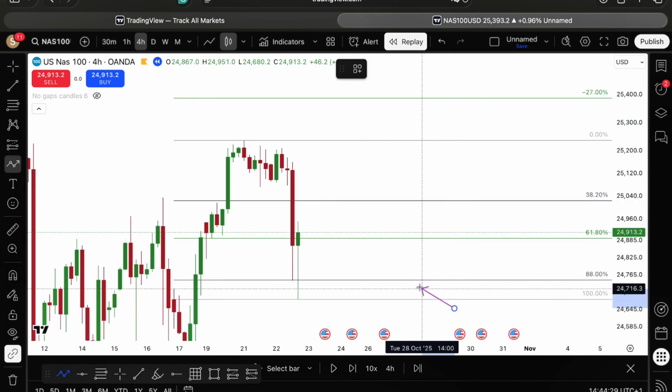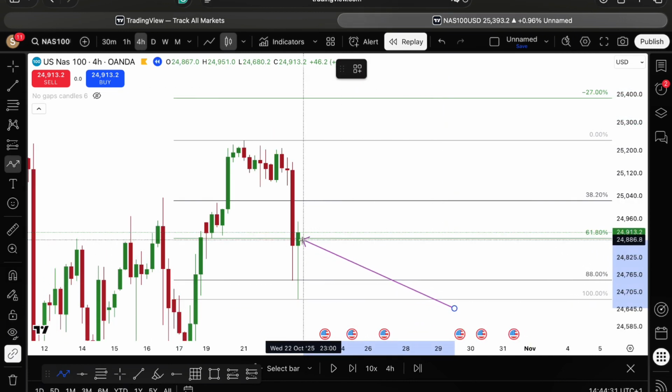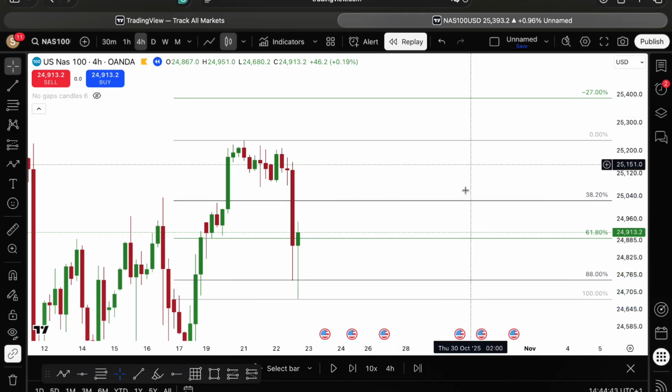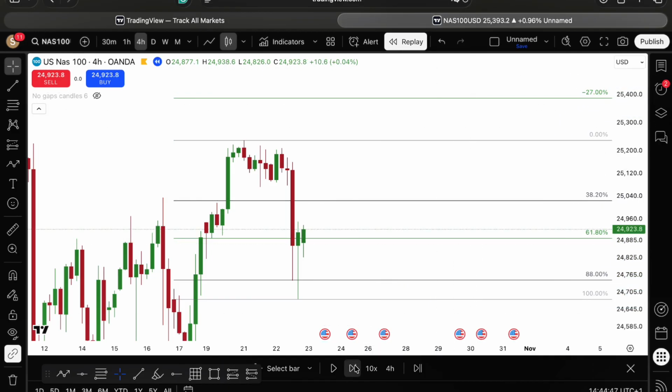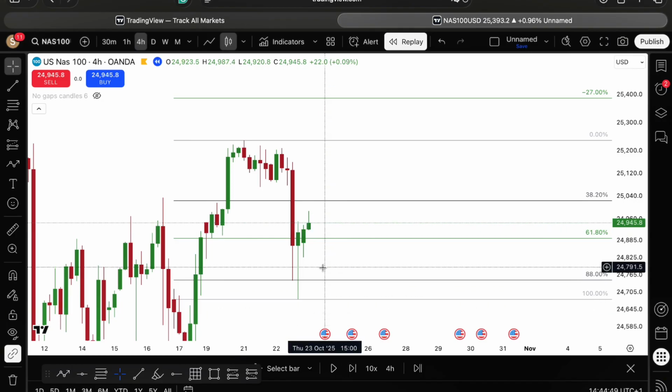On the 4 hour, we're going to wait for a break of this 61 level. As you can see, price has already broken the 61 level, but it is outside of my trading window. Right now, we're going to wait until we have the start of the new London session where I can place my order. So we're still waiting, and this will be the start of the new London session.